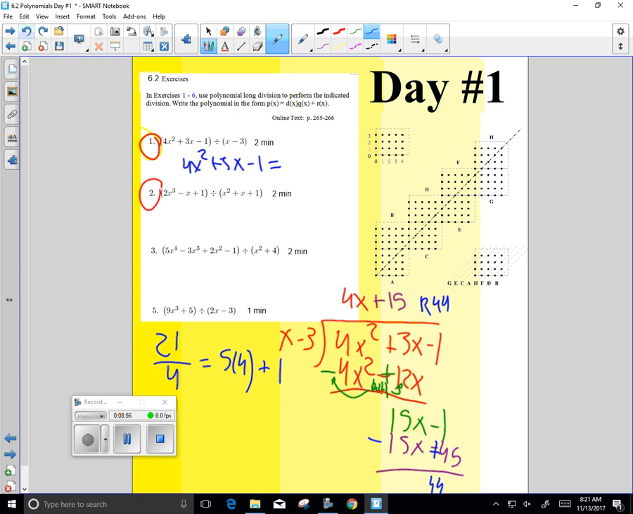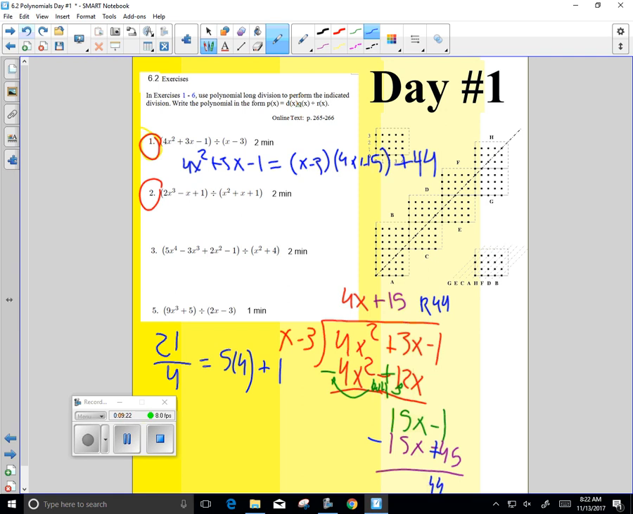So one way you can show this is to say, all right, what was this quotient? This quotient is x minus 3 times 4x plus 15. But when we have a remainder, we just add that like that. And we had 44 for this one. So would you write this thing equals x minus 3 times the quotient plus 44?